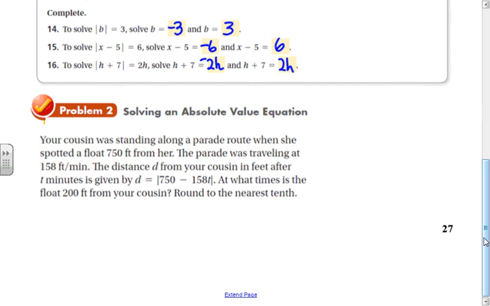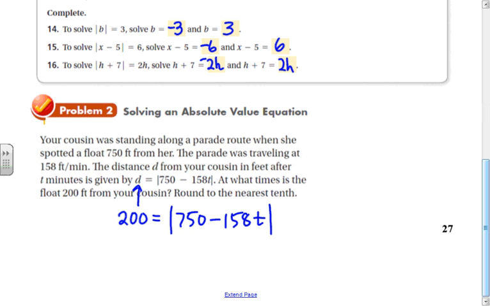Okay, since there's two places where it can be 200 feet from your cousin, both before it gets to her and after it's going away from her, that's why we're using an absolute value here. So let's just substitute the 200 in for the d. And so we're going to solve this.